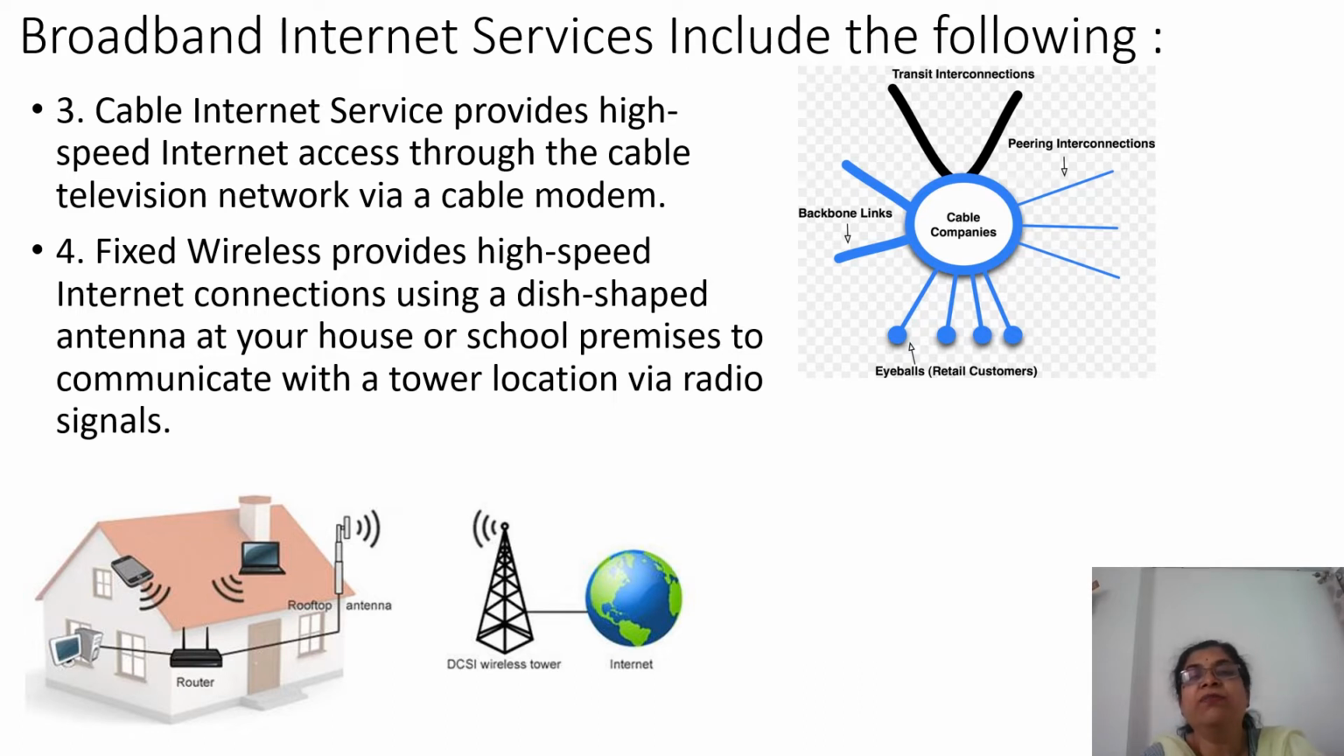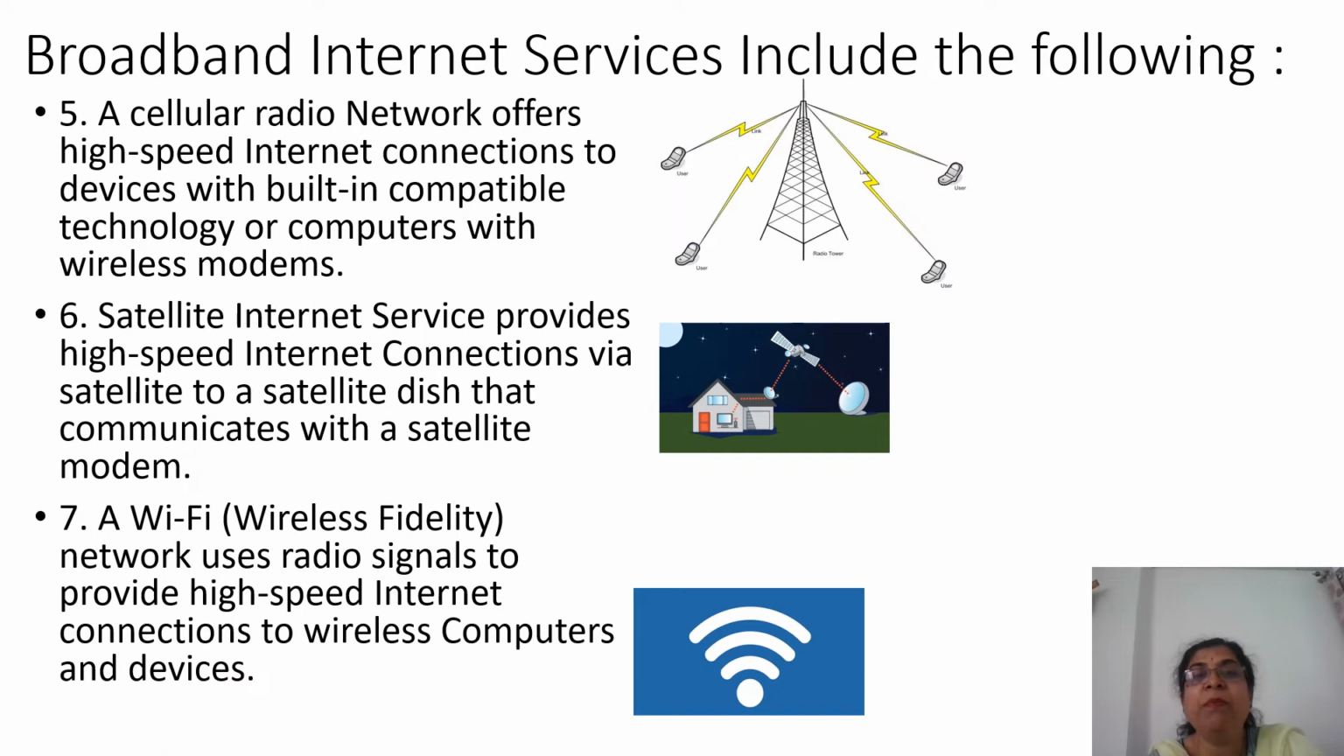Fixed wireless provides high-speed internet connections using a dish-shaped antenna at your house or school premises to communicate with the tower location via radio signals. Broadband internet services include this also. A cellular radio network offers high-speed internet connections to devices with built-in compatible technology or computers with wireless modems. Satellite internet services provide high-speed internet connections via satellite to a satellite dish that communicates with the satellite modem. A Wi-Fi, that is wireless fidelity network, uses radio signals to provide high-speed internet connections to wireless computers and devices.